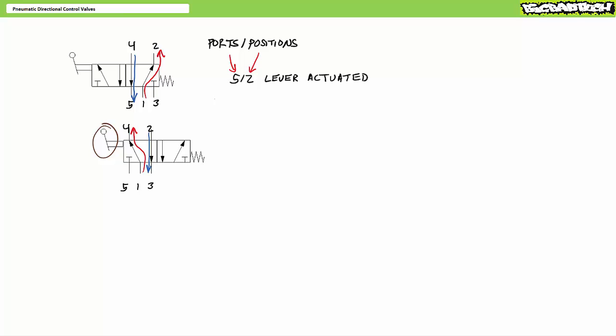When an operator actuates the lever, the spool moves into an activated state, whereby pressurized flow at 1 is routed to actuator port 4, and actuator port 2 is dumped to exhaust port 3, and port 5 is blocked. This particular 5x2 directional control valve would be a great choice for controlling a double-acting cylinder.